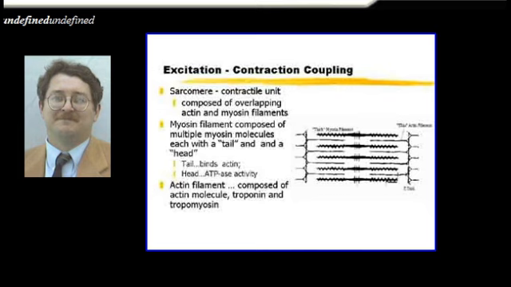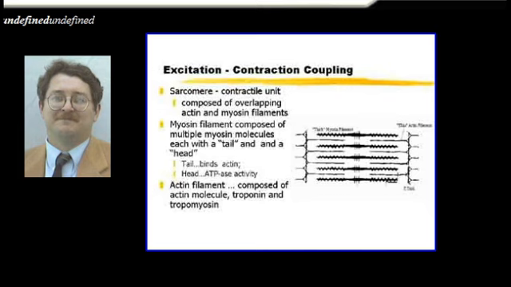Moving on to excitation-contraction coupling, which again should be reviewed. The sarcomere is the basic contractile unit and is composed of overlapping actin and myosin filaments. The myosin filaments are composed of multiple myosin molecules, each of which has a head and a tail. The tail binds actin, and the head has ATPase activity and is the area responsible for oxygen utilization or energy utilization.